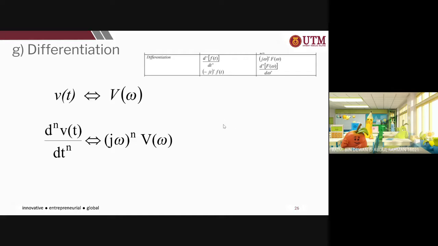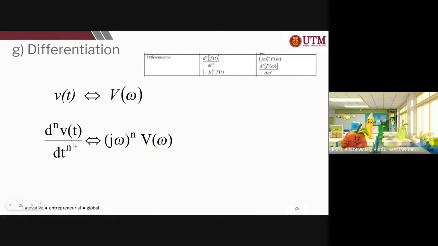Differentiation is when we differentiate the signal, d over dt. We have orders of differentiation: first order, second order, and the rest. If you see this equation from the table, you have d^n over dt^n. If it's first order, it becomes d over dt. If it's second order, it will be d squared over dt squared, and so on. When I use this one, it is much clearer.